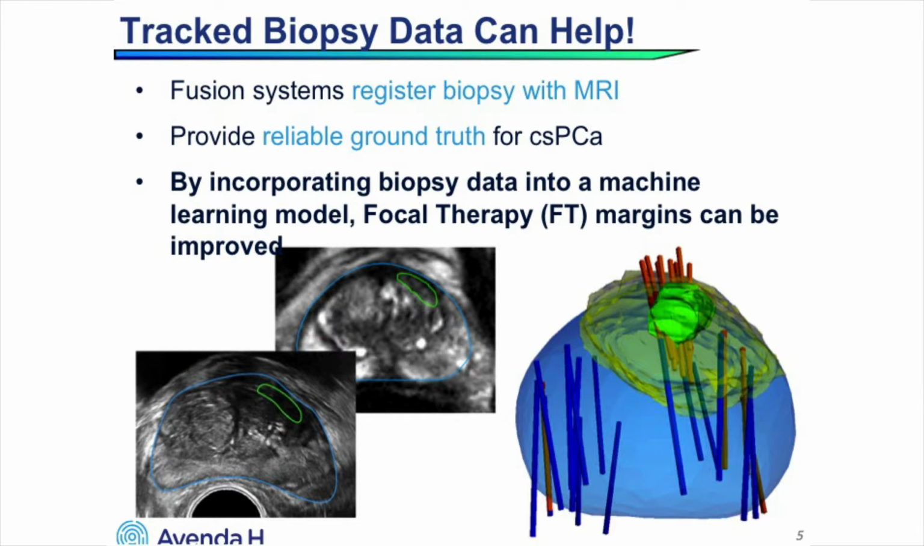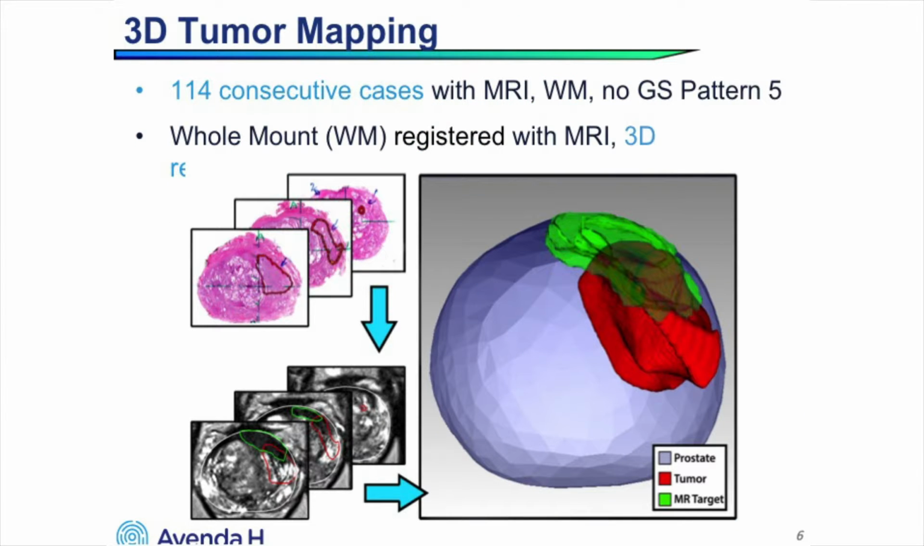The good news is that targeted biopsy can help, and that fusion systems already do this, registering cores to MRI, providing a reliable ground truth of where significant cancer is, and equally importantly, where it is not. The lower left images are examples of MRI ultrasound image fusion, and the lower right image is a 3D representation of the kind of biopsy data we can extract from fusion systems. And we believe that by incorporating this data into a machine learning model, focal therapy margins can be improved.